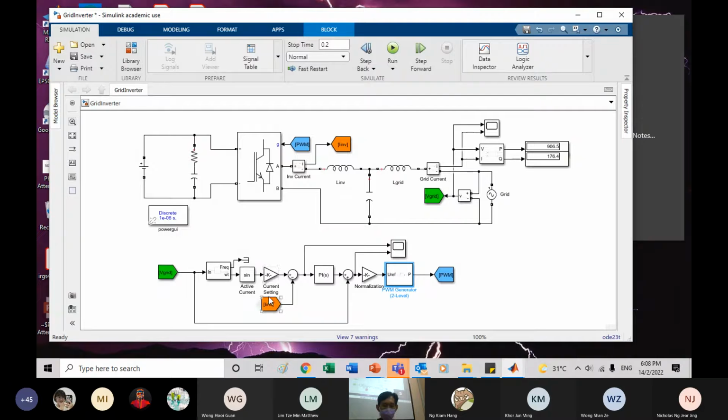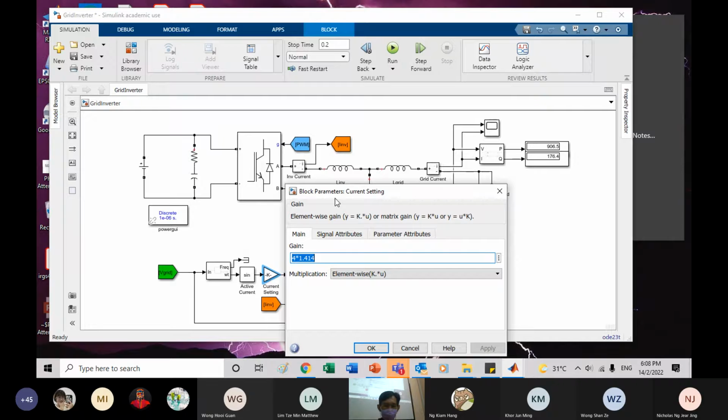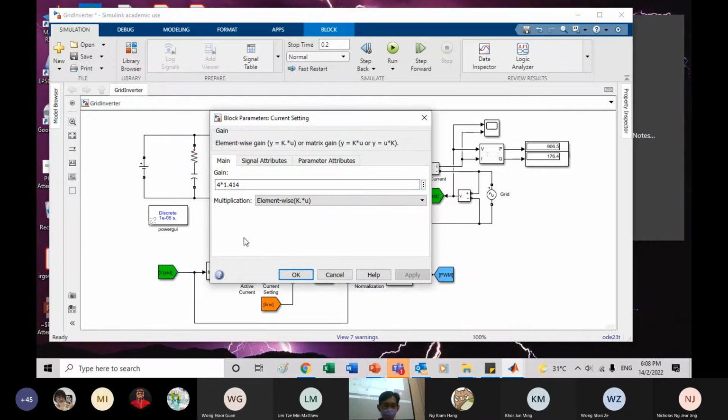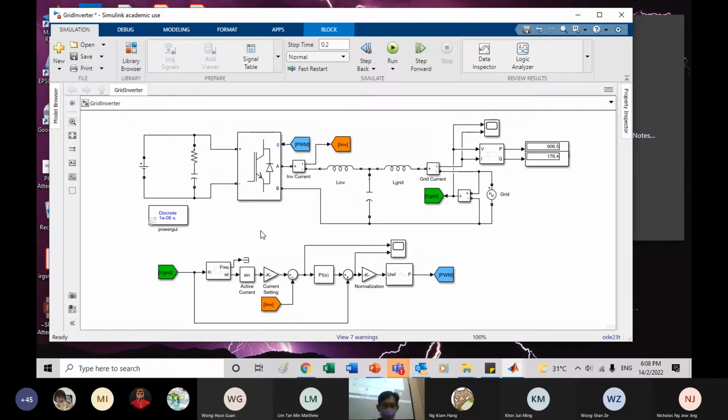And then we have a current setting. 4 amps, but it is the peak value, so it is multiplied by 1.414. Okay, so now let's say we run.